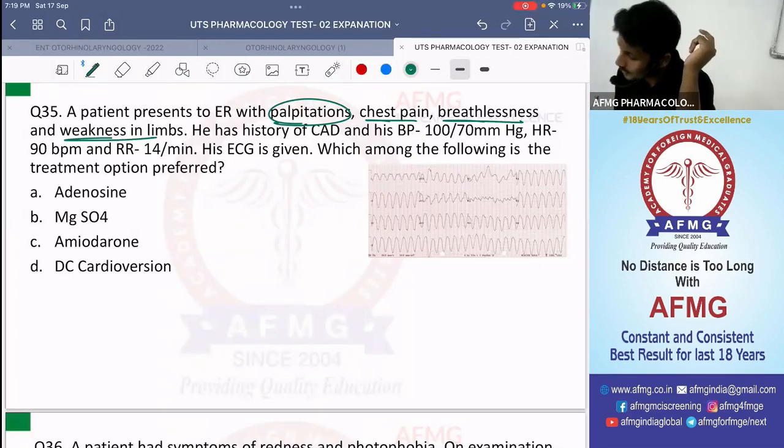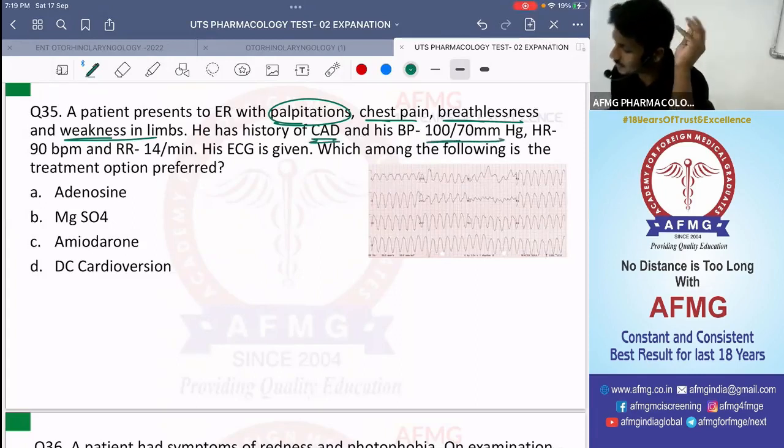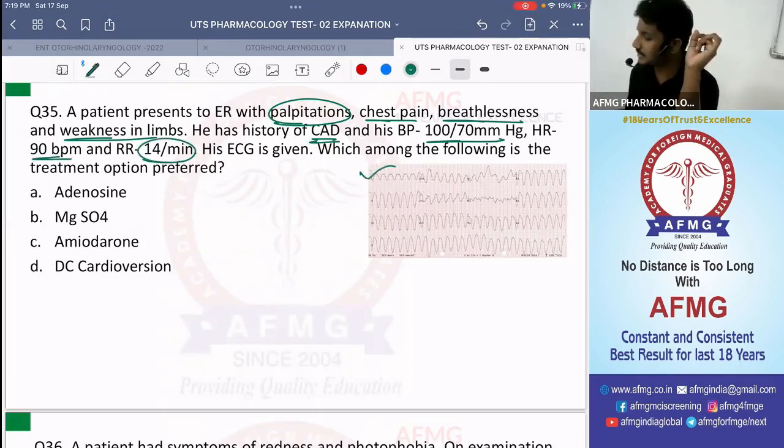He has a history of coronary artery disease, that is an ischemic heart disease, and his blood pressure was 100/70 mm of Hg. That means the patient is stable. Heart rate is 90 beats per minute. Respiratory rate is 14 per minute. ECG is given below. What does the ECG suggest?